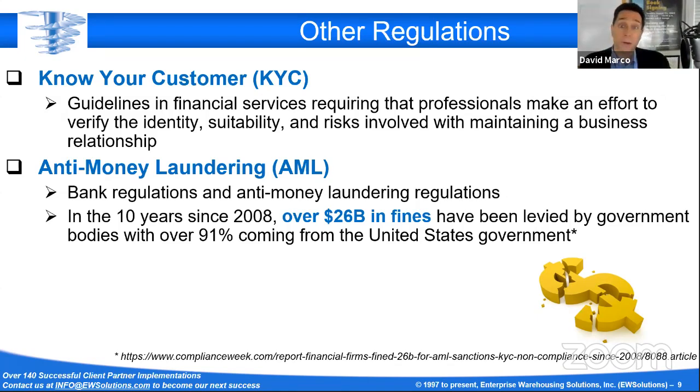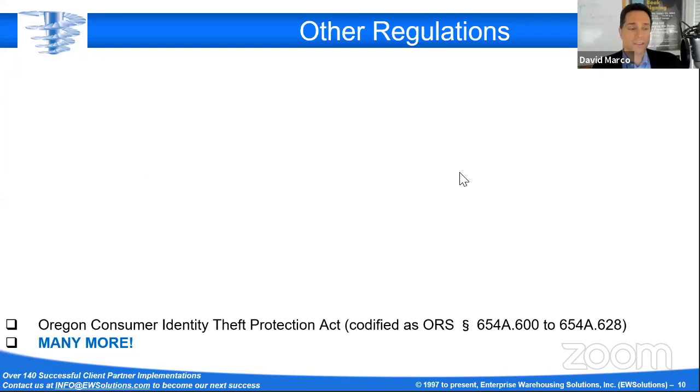And I got to tell you, you talk about regulations that have teeth in them. From 2008 to 2018, $26 billion of fines have come about. If you're a bank, and I know we have a whole bunch of financial institutions here at this webinar, you know about AML, you know about KYC, and you know these fines are real. Over 91% of that 26 billion comes right from the US government. So these are significant fines, and they're real, and they're not going away. So let me continue, because we are not done.